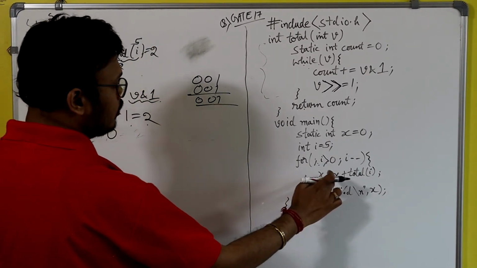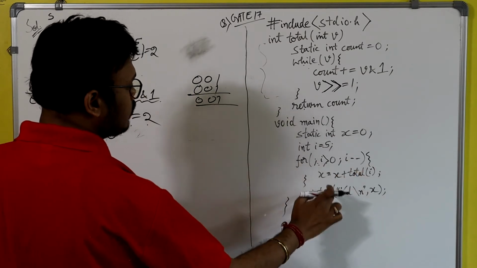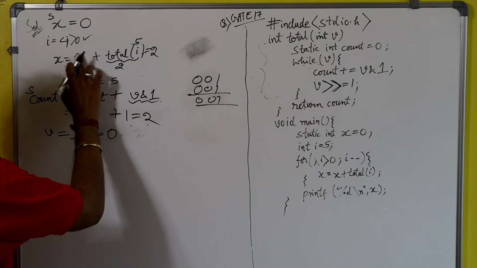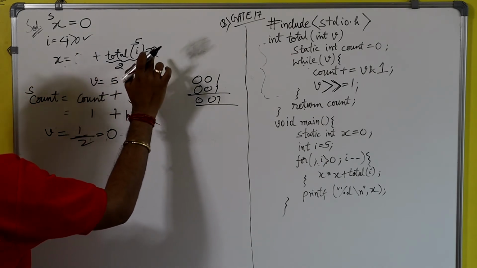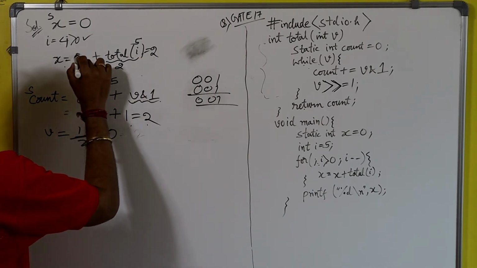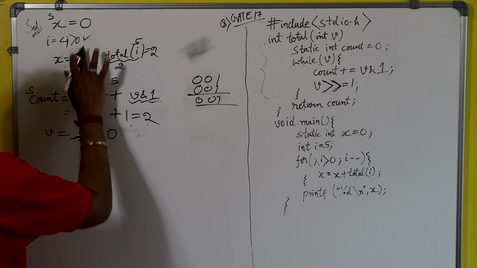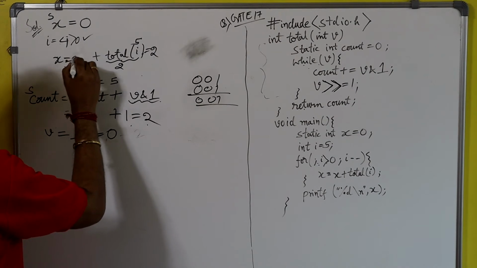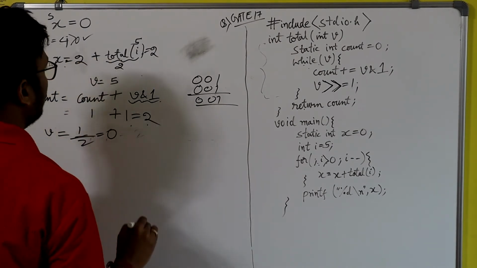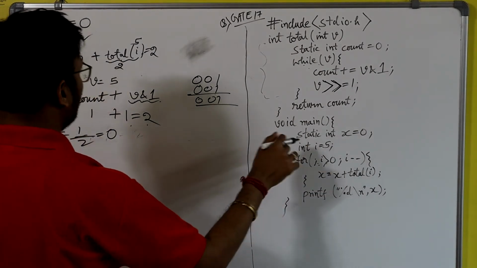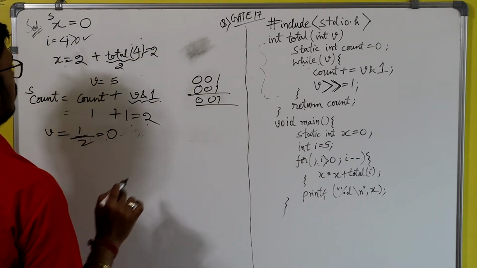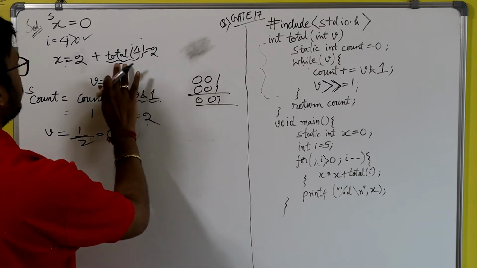So now x is equal to x plus total I. It means x is equal to 2 plus total I. It means the new value of x is 2. In place of x, I will write 2. Okay. So it will become x is equal to 2 plus total I. So what is the new value of I? The new value of I is 4.